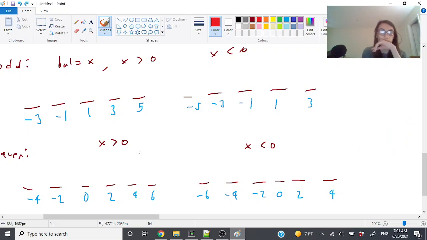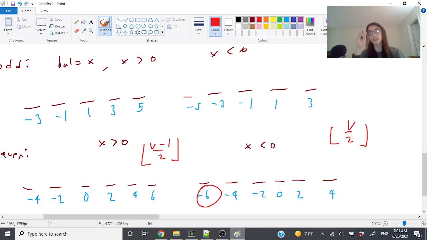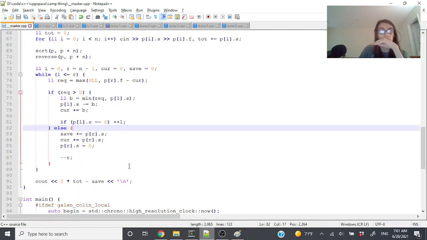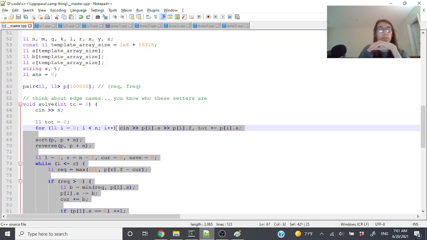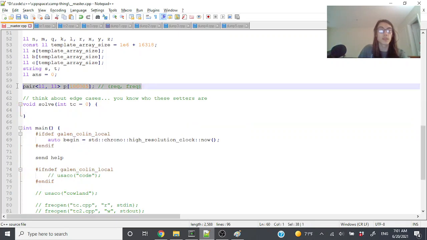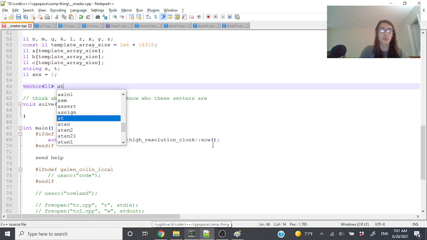Here, this should be floor of v minus 1 over 2, because in this case, this is only 2 away. But in this case, it should be floor of v over 2, because in this case, it's this many away. In this case, it's 3 away, which is better. Okay. So this then becomes not hard.